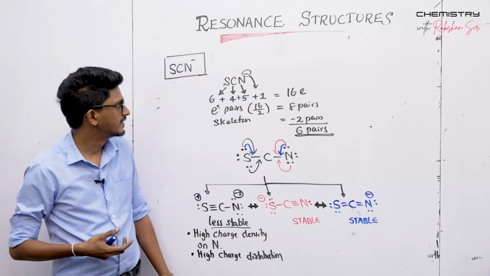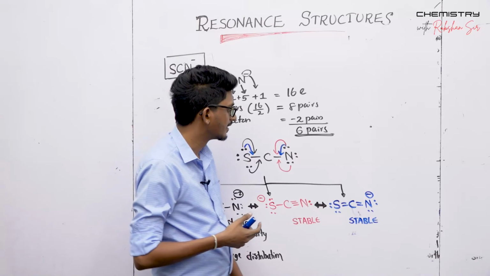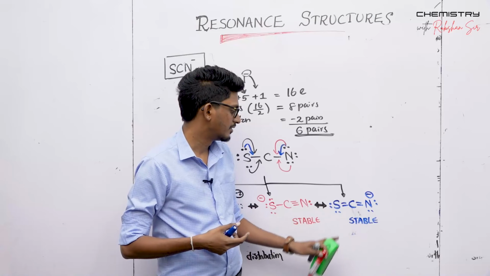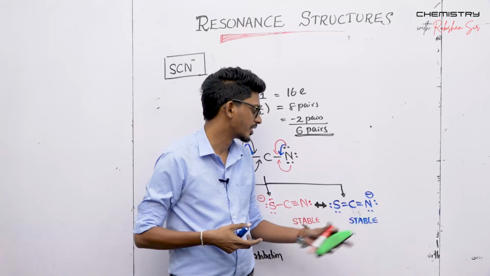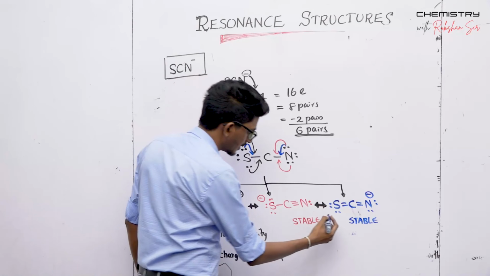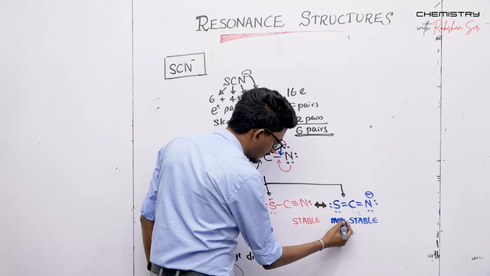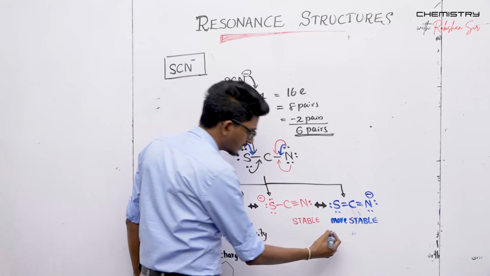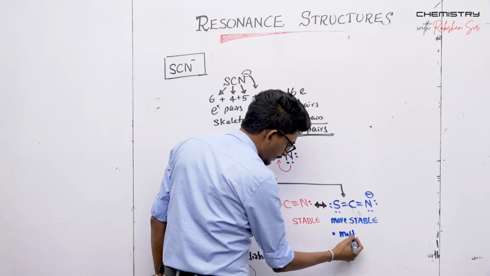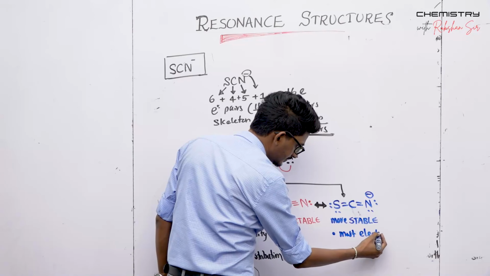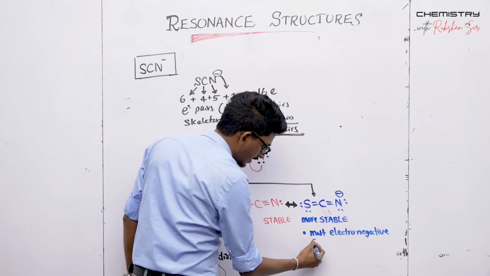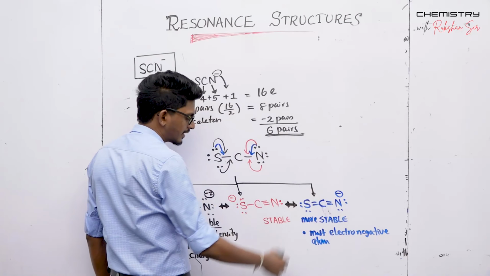So with this system, what is the most electronegative atom? That is the nitrogen. Nitrogen with its 3.0, this is 2.5 and this is 2.6, right? Nitrogen is the most electronegative atom, and that guy is bearing a negative charge. That means that is a reason to become more stable, right? This is the more stable. The reason is what? Most electronegative atom in the system is nitrogen.